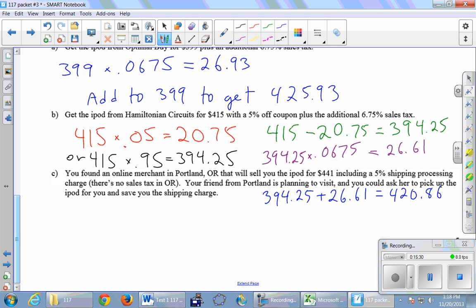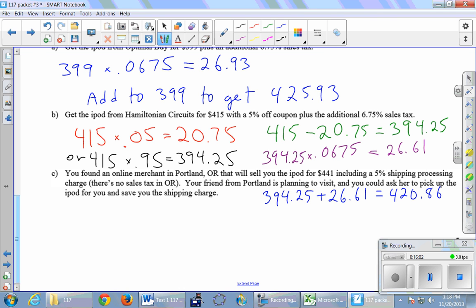So instead of subtracting 5%, let's just think about what you actually pay. So we didn't have to go through this intermediate, calculate the $20 and then subtract it. We just think about what we pay. And you could play the same game here. Instead of finding the tax of $26.61, you could just say, okay, if it's a 6.75% sales tax, what percent do we actually end up paying at the end? It's 106.75%.